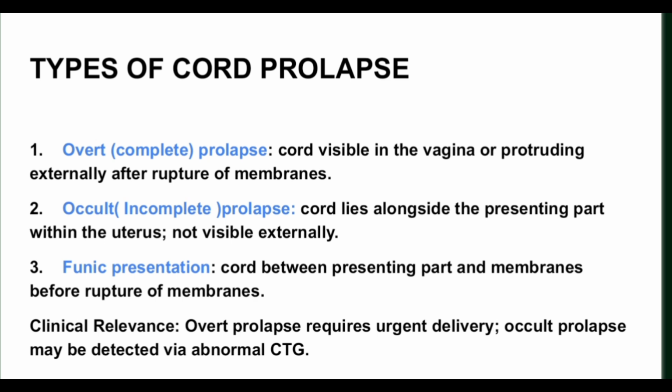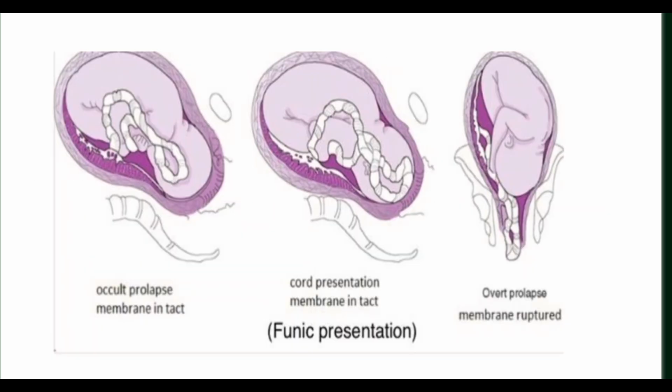So the clinical relevance of these types of cord prolapse is that the complete or overt cord prolapse requires immediate intervention or urgent delivery. For the occult prolapse, it might be detected via the cardiotocography. So with that understanding, we just need to see what it looks like. This is a picture showing the occult presentation in the first diagram there, the first picture. The second one is the funic presentation, and lastly is the complete or the overt presentation.